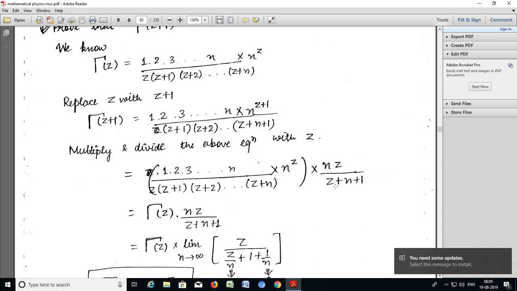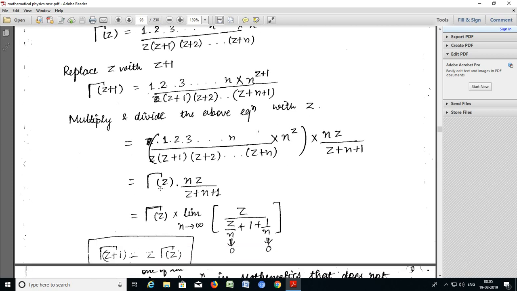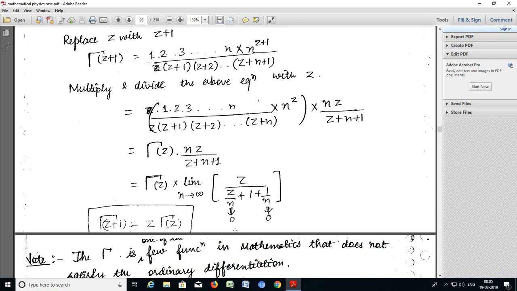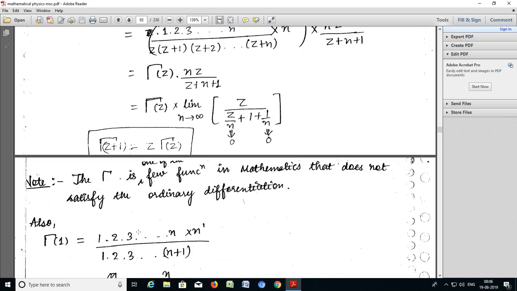So what do you get? This is n, this term n into z over z plus n plus 1. I have multiplied this term by z. So we can get nz divided by this term z plus n plus 1, since I have taken n raised to the power z plus 1 as n to the power z and n. Now this is gamma z, this other term is nz over z plus n plus 1. Now let us take limit n tending to infinity. Now this term can be written like this. This will be 0, this will be 0, only 1 will be left. So what is proved? Gamma of z plus 1 is equal to z into gamma of z.